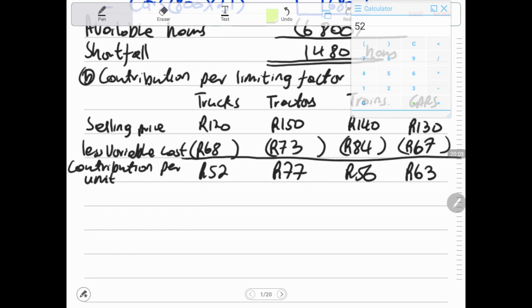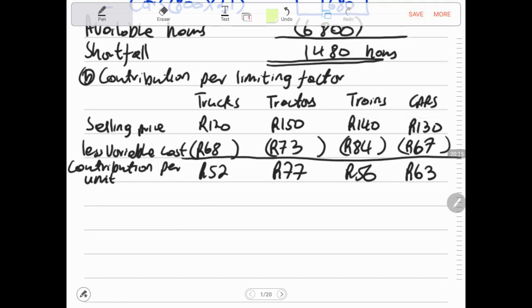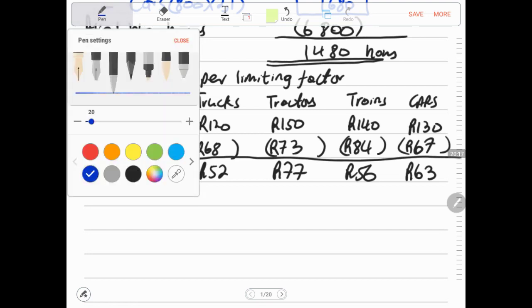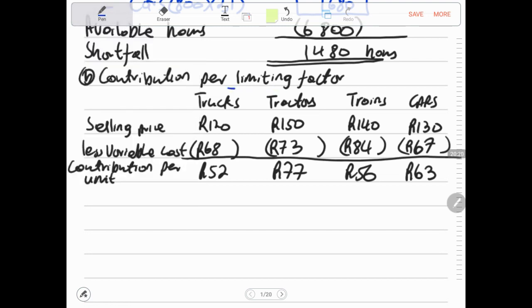Now we don't do rankings according to the contribution per unit, but we do our rankings according to the contribution per limiting factor. Just want to highlight that I said contribution per limiting factor. And this is not a contribution per limiting factor, but it's a contribution per unit. Then the question is, how do we get to the contribution per limiting factor? We divide by the limiting factor per unit.